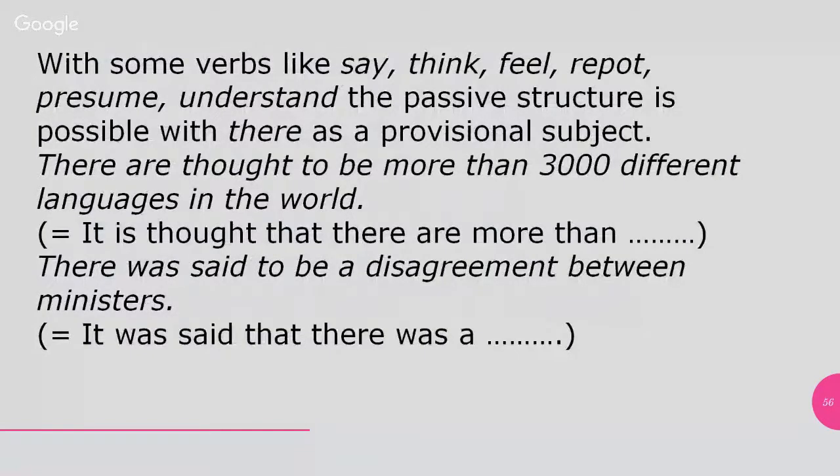With some verbs like say, think, feel, report, assume, understand, the passive structure is possible with there as a provisional subject. There are thought to be more than 3,000 different languages in the world. It is thought that there are more than 3,000. There was said to be a disagreement between ministers. It was said that there was a disagreement between ministers.